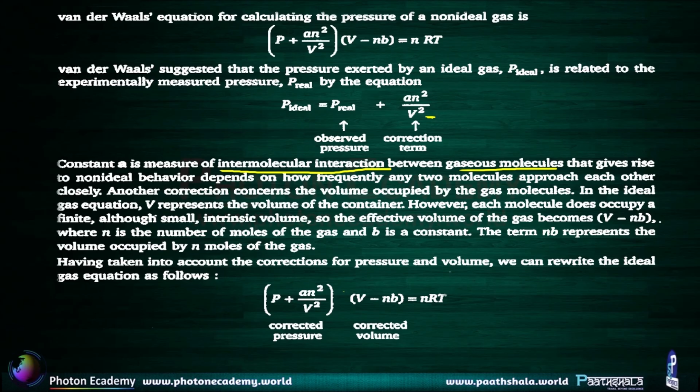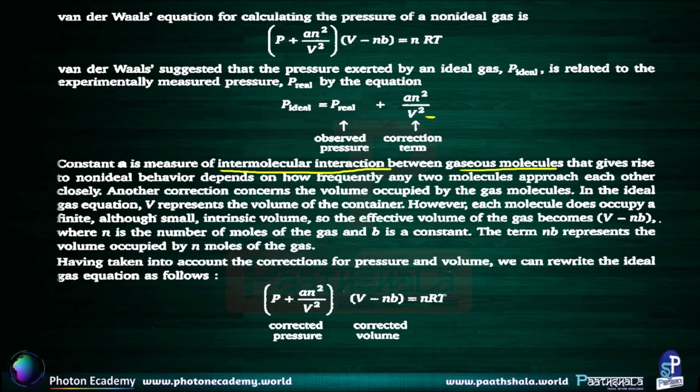Another correction concerns the volume occupied by the gas molecules. In the ideal gas equation, V represents the volume of the container. However, each molecule does occupy a finite, although small, intrinsic volume. So the effective volume of the gas becomes V − nb, where n is the number of moles of the gas and b is a constant. The term nb represents the volume occupied by n moles of the gas.